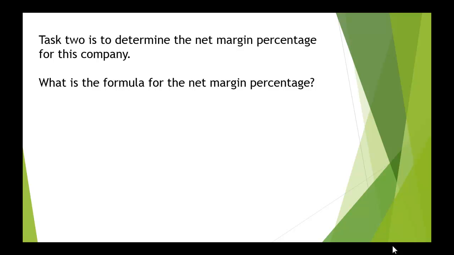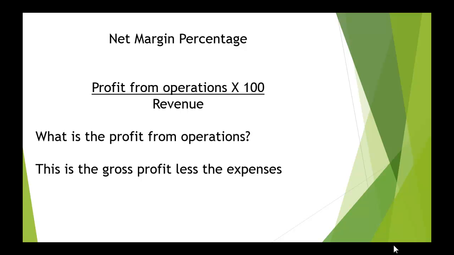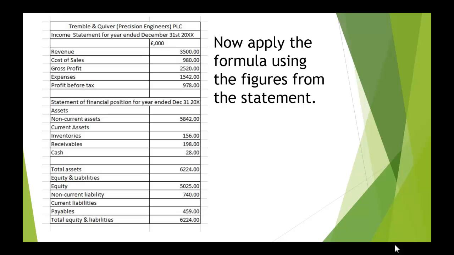Now for the second task we're going to determine the net margin percentage for the company, and again you might want to pause and see if you can write down the formula for the net margin percentage. The net margin percentage is the profit from operations multiplied by 100 divided by the revenue. So what is the profit from operations? In this case we mean it is the gross profit less the expenses.